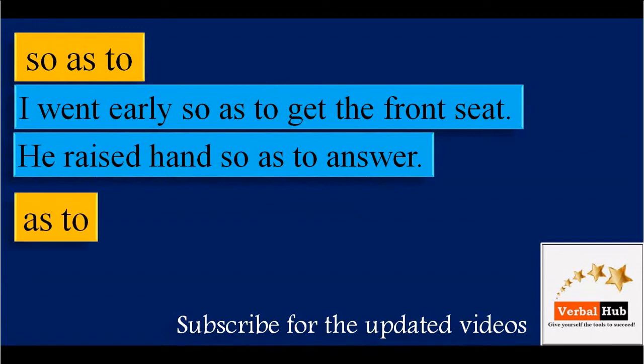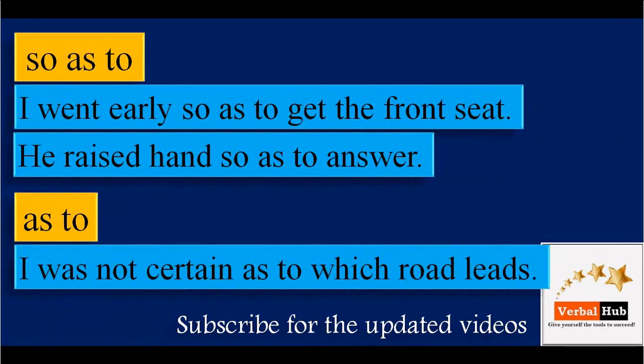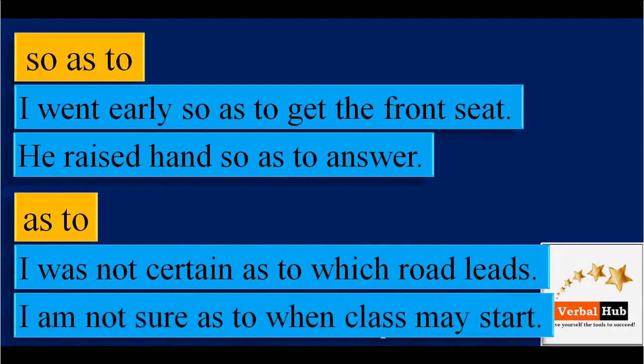Look at an example, as to. I was not certain as to which road leads. As to plus clause, and here the meaning of as to is about. I'm not sure as to when class may start. Again here as to is used with clause and the sense is about. Remember, as to is different from so as to, but in sentence correction, as to is not preferred.